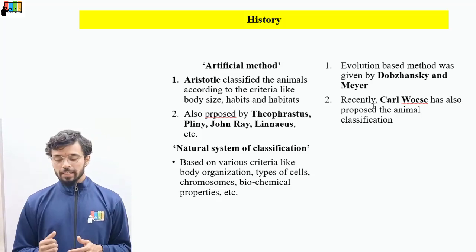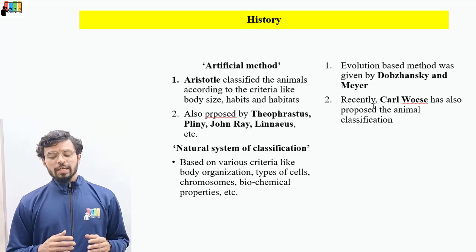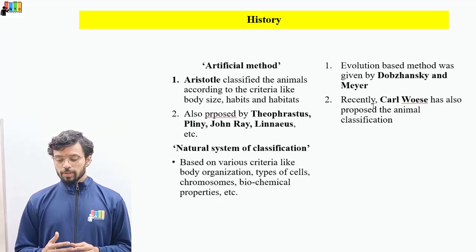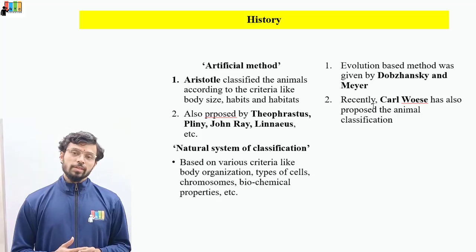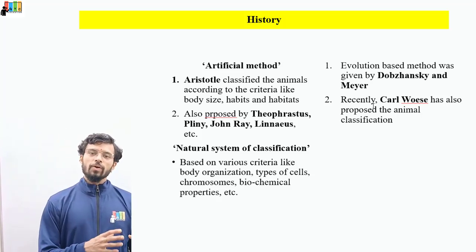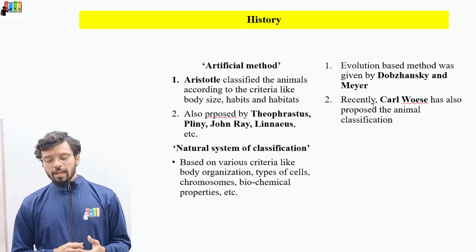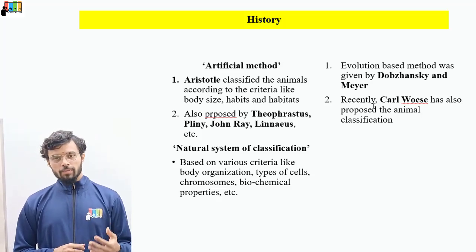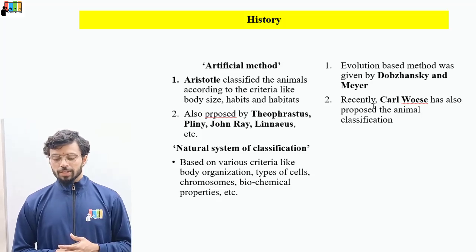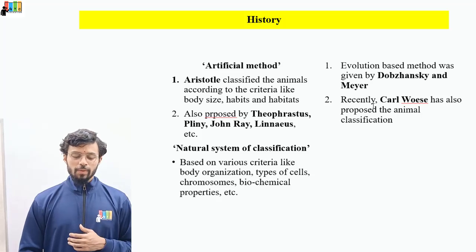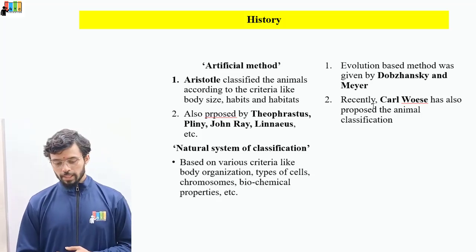In terms of its identity. And then there were also other methods of classification which were based on evolution, given by Dobzhansky and Mayr. So they completely relied on evolution as a classification pathway. And recently, Carl Woese has also given important contributions in terms of animal classification. So this is about the history of animal classification.